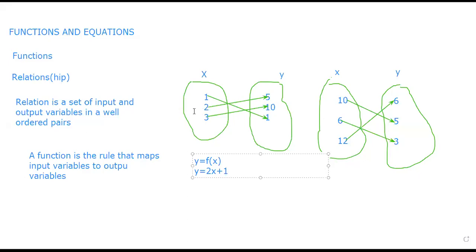Okay, the rule is x squared plus 1. So Nanama is saying that the rule is x squared plus 1. Let's check. So y is equal to x squared plus 1. This is how I represent my squared. Nanama is saying that the rule is x squared plus 1. So let's check and see if it is true.